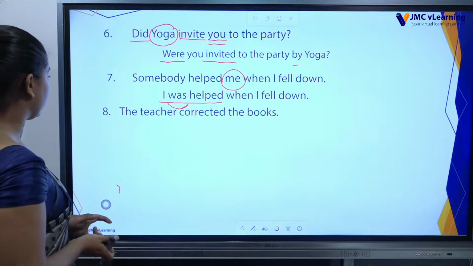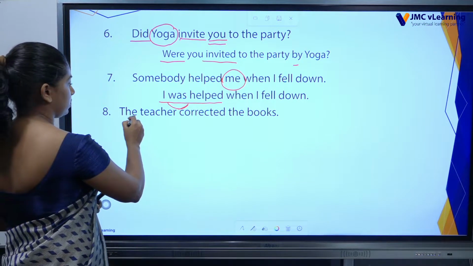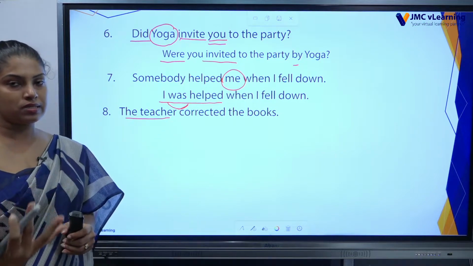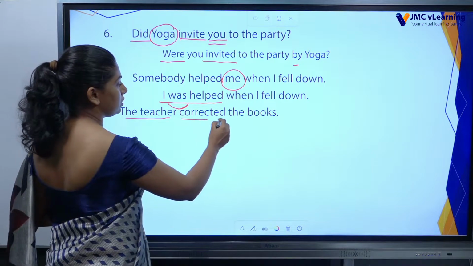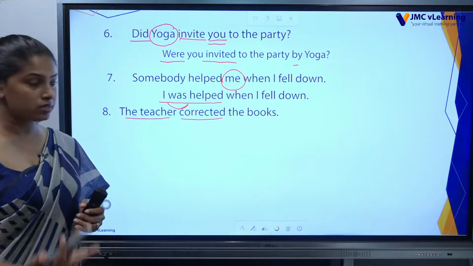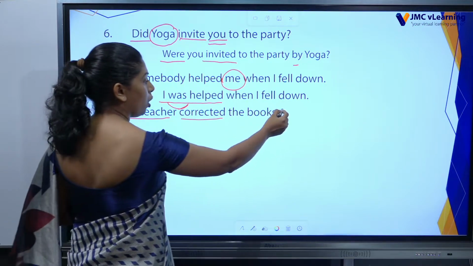Okay, the 8th one. The teacher corrected the books. The teacher is the doer. She is the person who has corrected the books. What has she done? Corrected the books. That is the verb, corrected. The books, that is the object. So, we can take the object first.